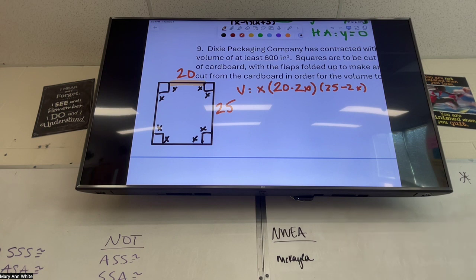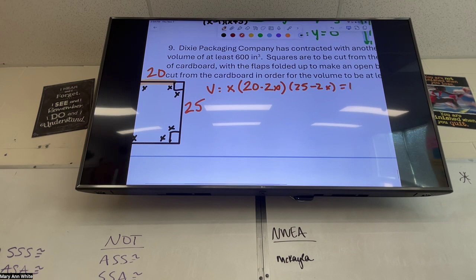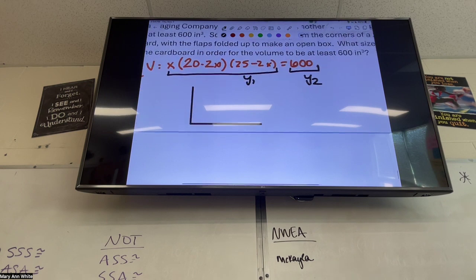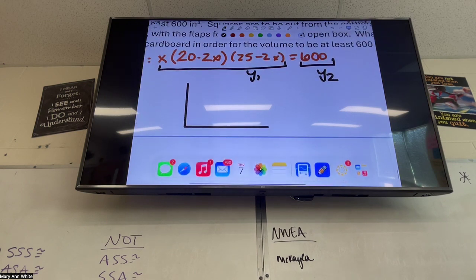Volume is length times width times height. 20 minus 2x is length. 25 minus 2x is width. Height is x. And that is going to be equal to that 600. I've got a y1. I've got a y2. Let's graph it, and then I'm going to ask you what interval we'll want. Okay, so think about as you graph it what interval you'll want. Think also about your window.